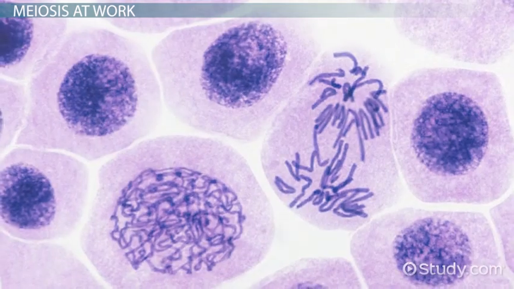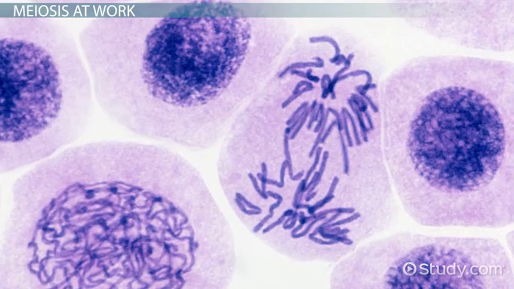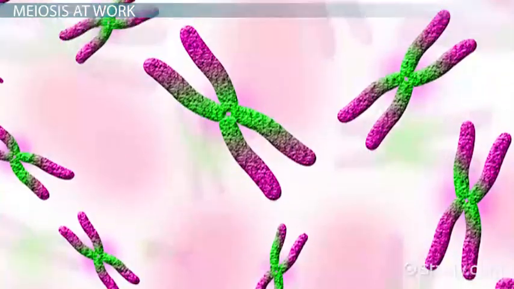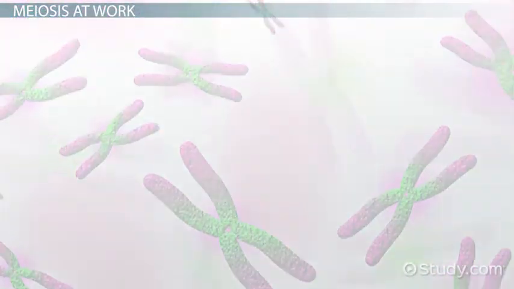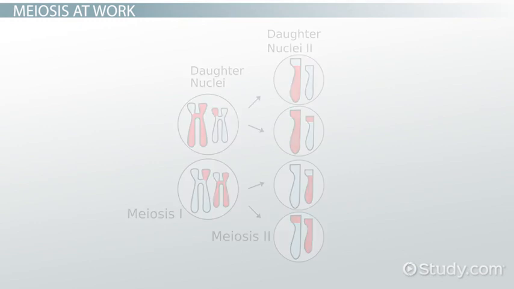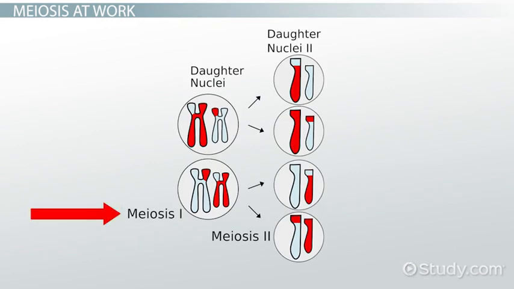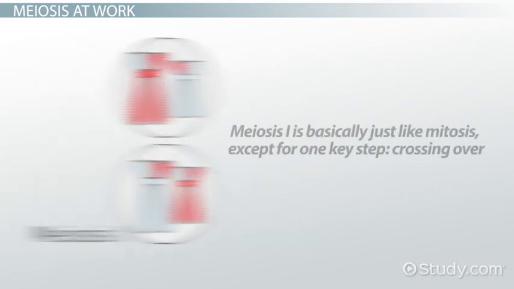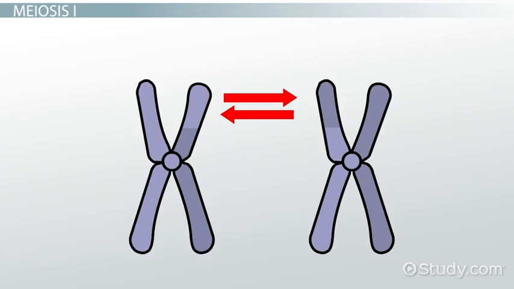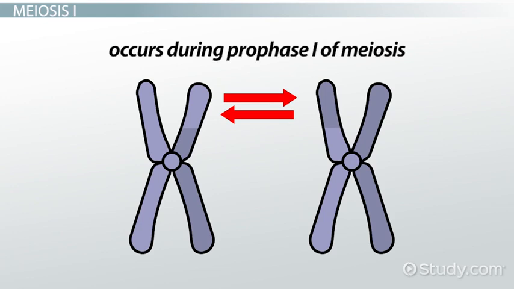own. This works great for making clone cells, but when it comes to reproducing an entire organism, having a diversity of genes on those chromosomes is key. Meiosis is the process by which gamete cells are made. This occurs in two stages, meiosis I and meiosis II. Meiosis I is basically just like mitosis, except for one key step, crossing over. Crossing over occurs during prophase I of meiosis.